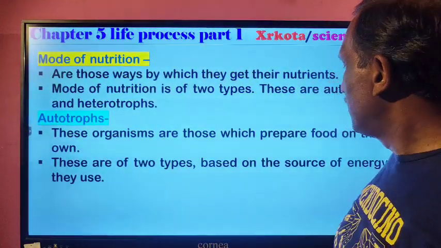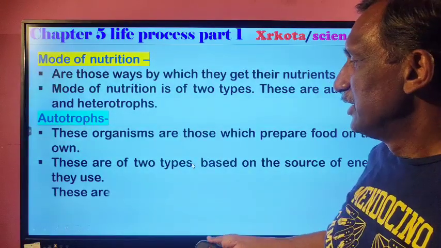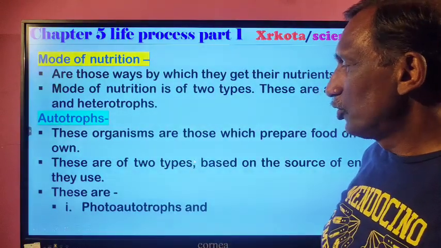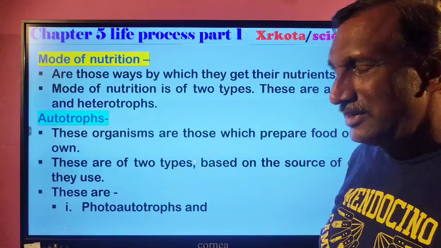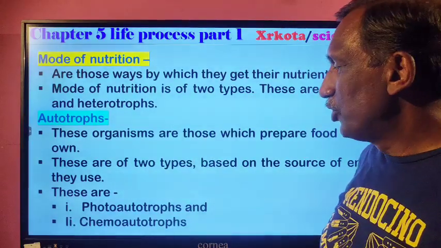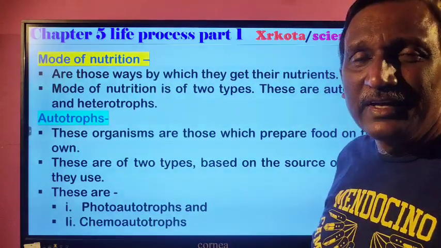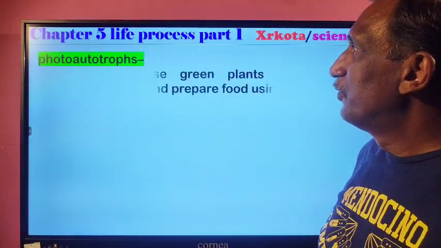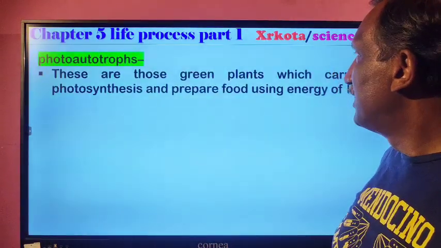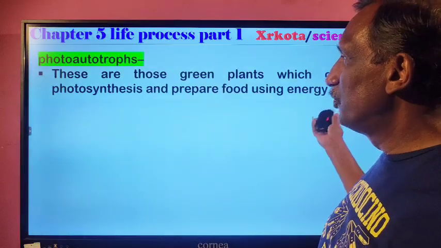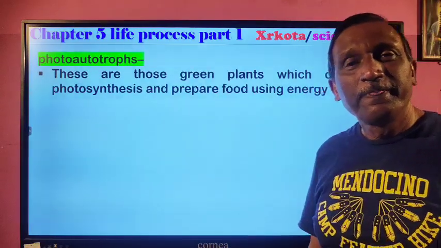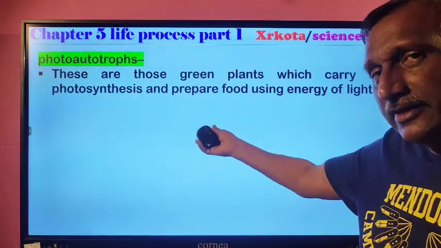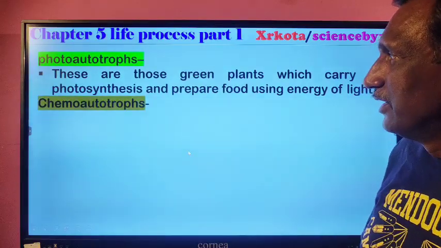Okay, there are two types based on the source of energy they use. These are photoautotrophs, that is those which are using light energy, and chemoautotrophs, which are using energy derived by the oxidation of inorganic substances. Okay, phototrophs, these are those green plants which carry out photosynthesis to prepare their food. Green plants, we'll study in detail what is photosynthesis.